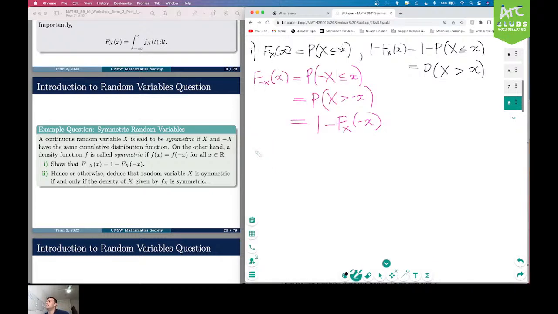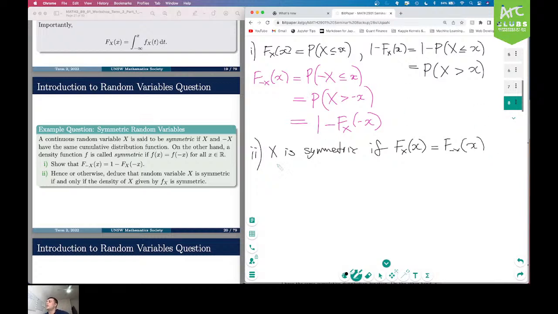Hence or otherwise, deduce that a random variable X is symmetric if and only if the density of X, given by f for our random variable X, is symmetric. Oh, what a mouthful. So what we know is X is symmetric, so our random variable is symmetric if the cumulative distribution functions were the same. So what we want is the cumulative distribution function for our random variable X is the same as the cumulative distribution function for our random variable negative X, i.e. they have the same CDF.